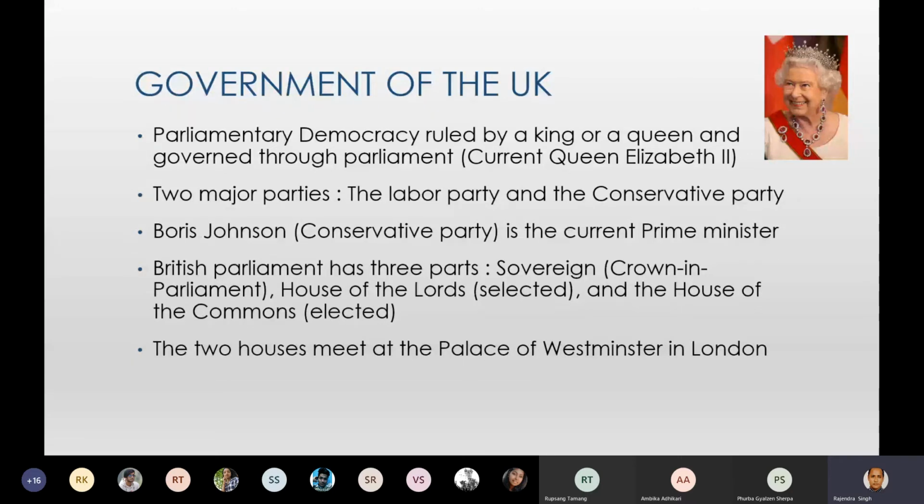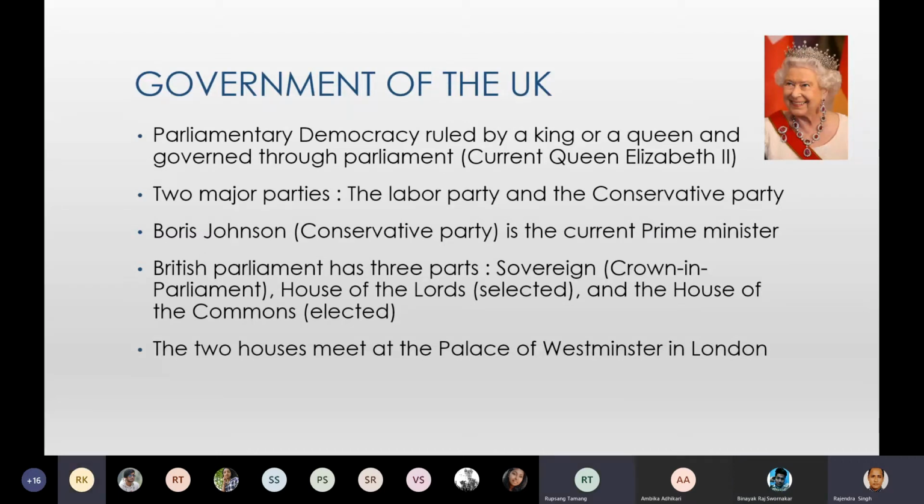In the UK, there are two major political parties. The first one is the Labour Party, and the second one is the Conservative Party. Currently the Prime Minister of the UK is Boris Johnson, from the Conservative Party. You might have heard his name come up recently. He contracted coronavirus recently and was hospitalized, and he got better. Did you know that? I guess some of you know it, and some don't.